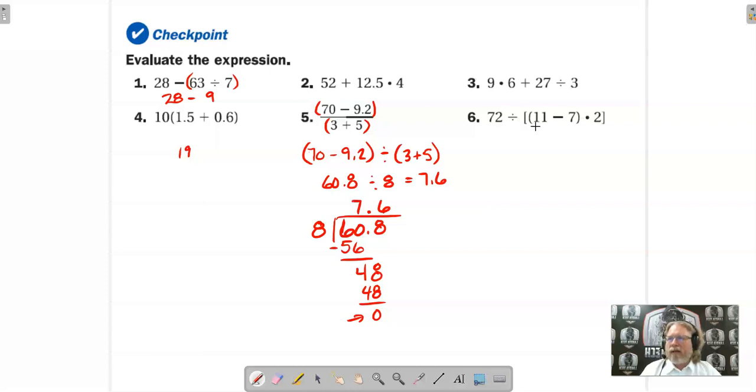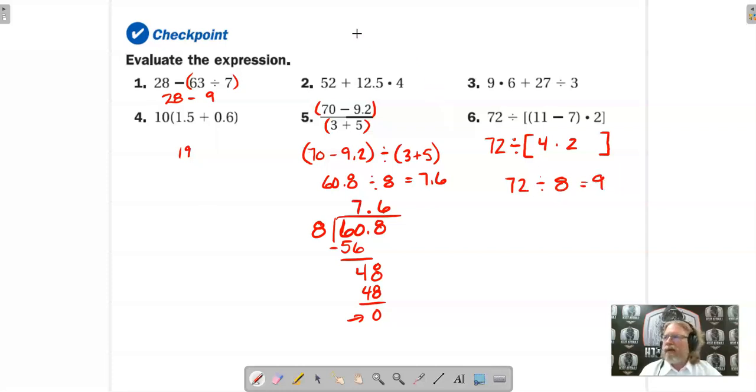And then on this one here, let's do the parentheses first. So we got our brackets here, and we had to work from the inside out. So 11 minus 7 is going to be, what is that, 4, right? And then we bring down this times 2. We still have 72 divided by whatever all this comes out to be, right? And so we have 72 divided by, and then 4 times 2 is 8. And I know that 72 divided by 8 is 9, because I know 9 times 8 is 72.